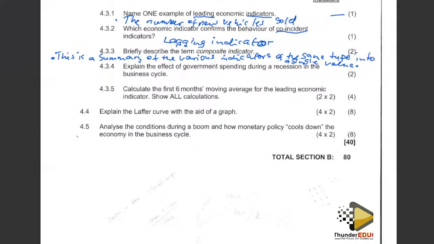4.3.3. So now let's jump on to 4.3.4. So 4.3.4 reads as follows. Explain the effect of government spending during a recession in the business cycle.